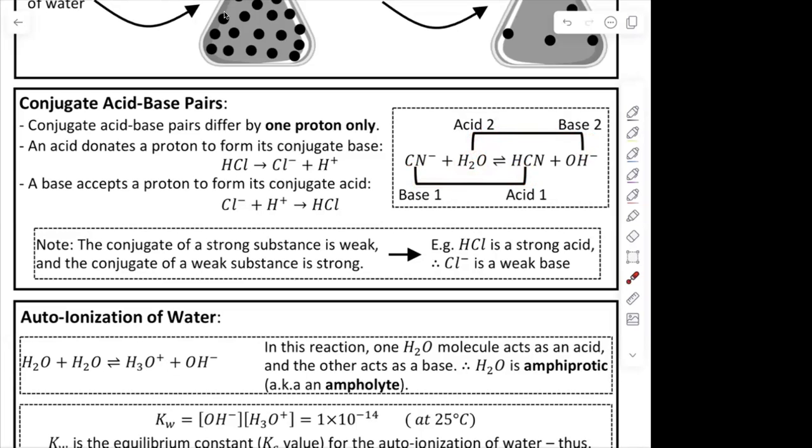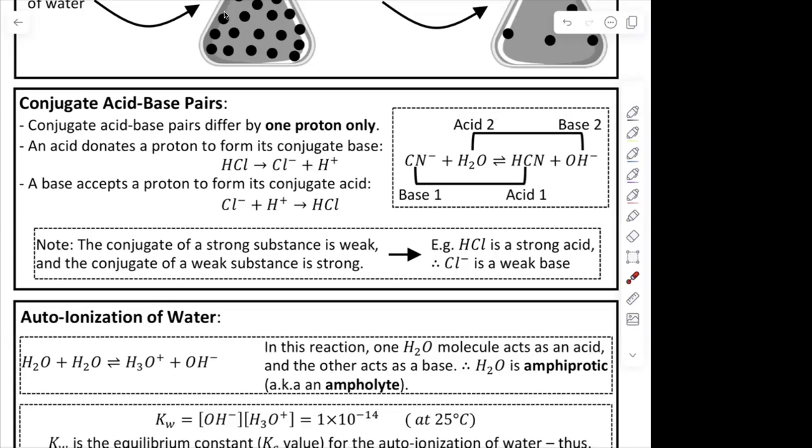Note the conjugate of a strong substance is weak, right? And the conjugate of a weak substance is strong. For example, HCl is a strong acid. Therefore, its conjugate base Cl minus is going to be a weak one, right? Very, very important for us to note there.